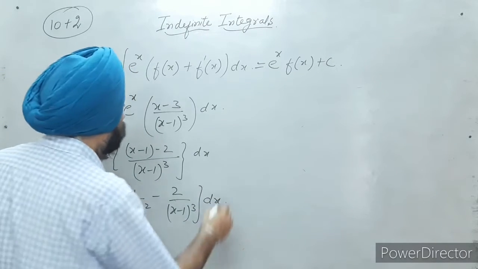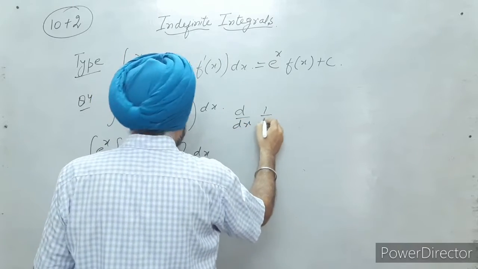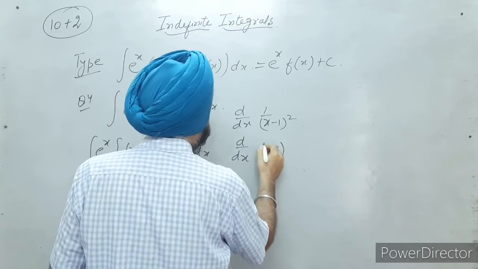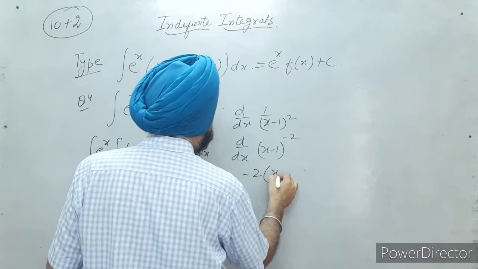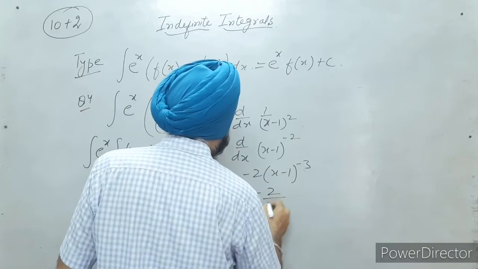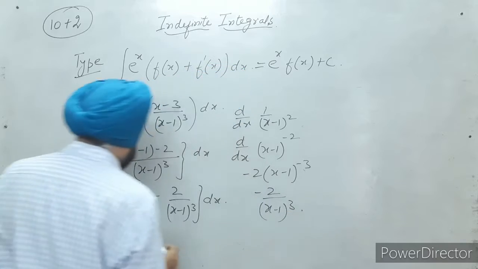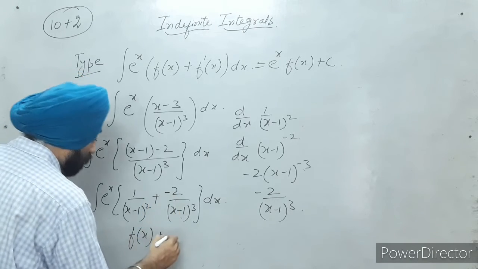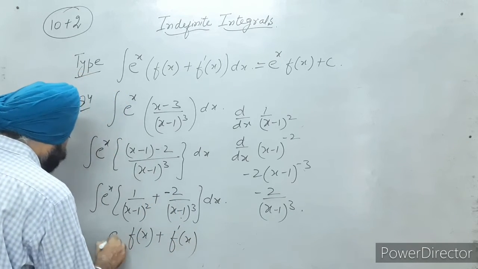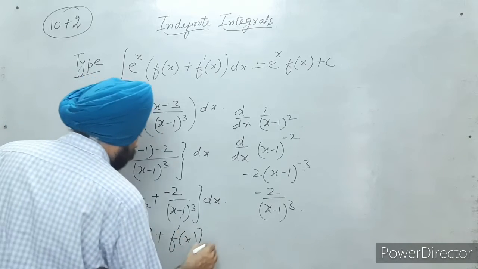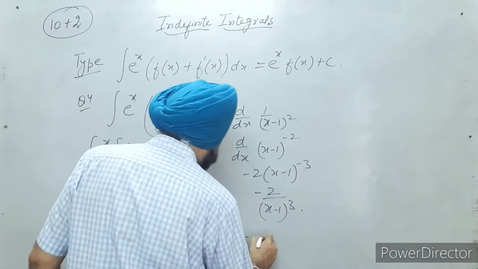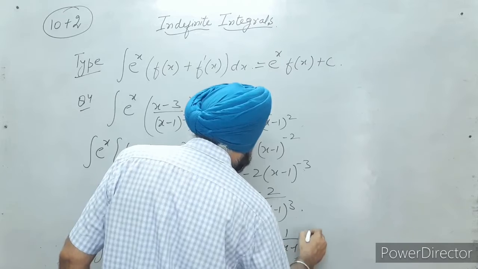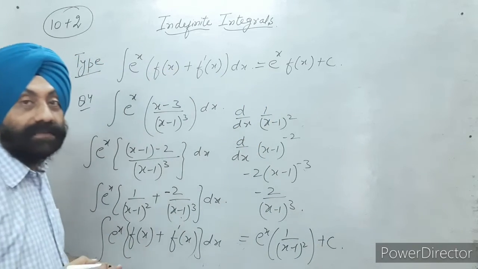Now, let me find the derivative of 1 upon (x minus 1) square. This becomes d by dx of (x minus 1) raised to power minus 2. It's minus 2 (x minus 1) to the power minus 3. I get minus 2 upon (x minus 1) cube, which is this. So it is f(x) plus, I can write like this, f dash (x), e the power x integral dx. What is the answer, my dear? Answer is e^x f(x). f(x) is 1 upon (x minus 1) square plus c. This is the answer. Right?